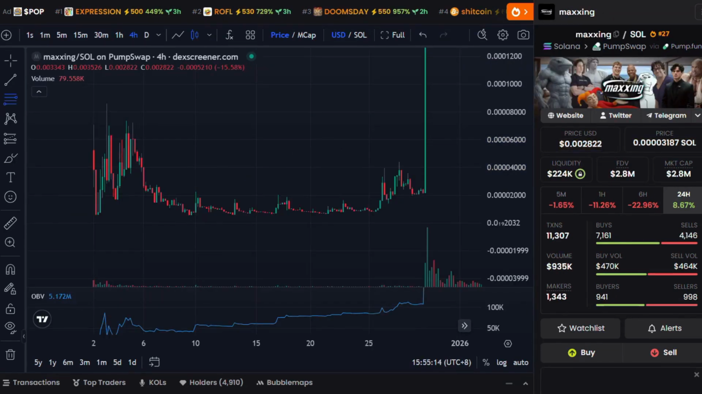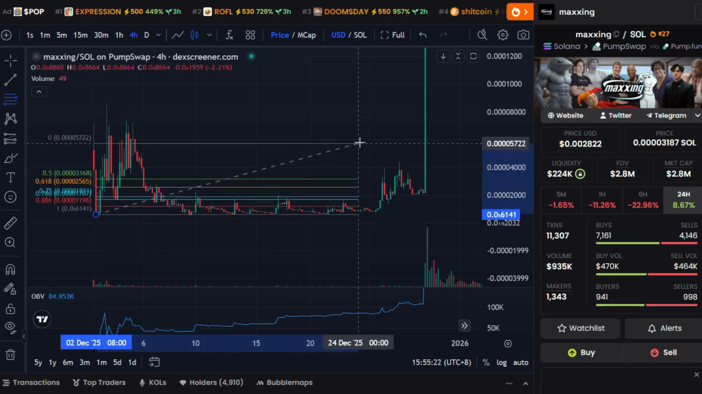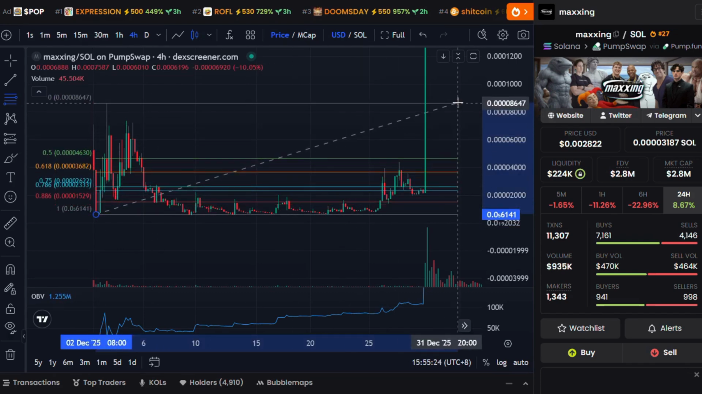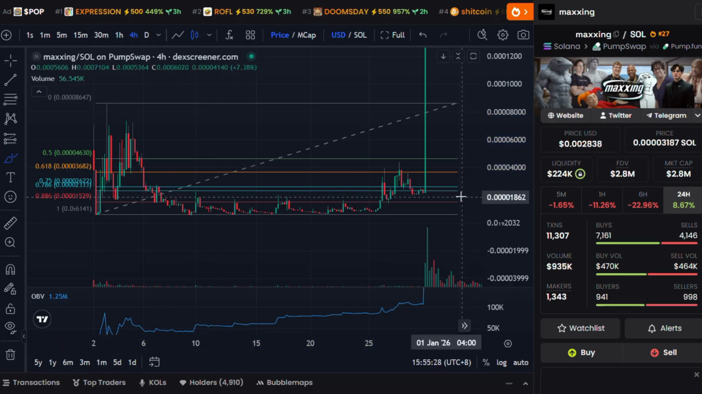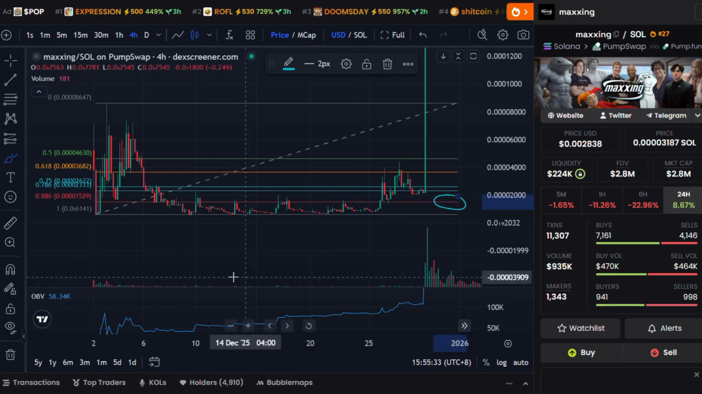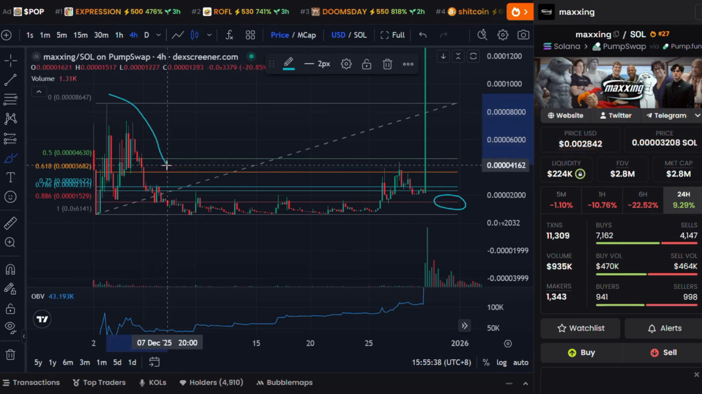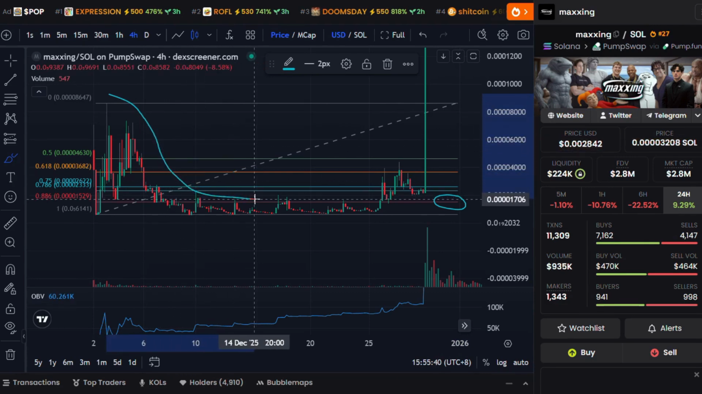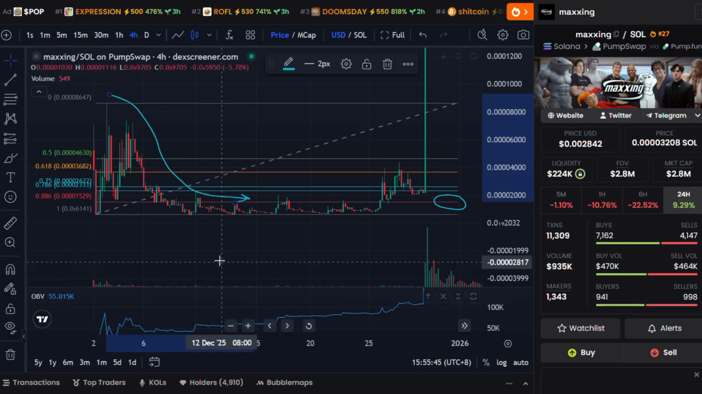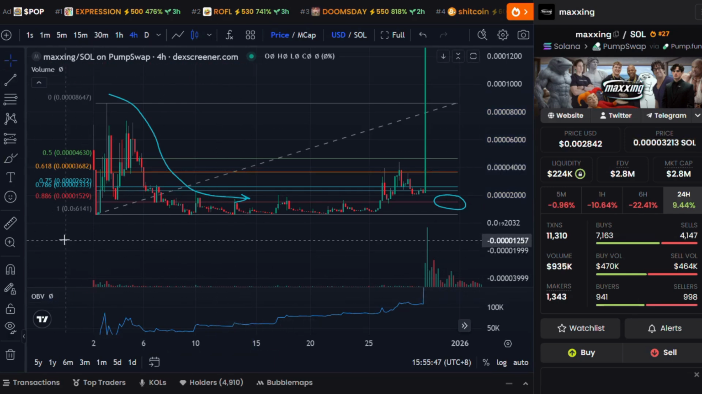Now, we move into what is often the most critical Fibonacci retracement level in meme coin trading, the 0.886 retracement. This level represents what I often call the make or break zone, because by the time price reaches this level, the market has already retraced the majority of the previous move. Nearly the entire expansion has been erased.